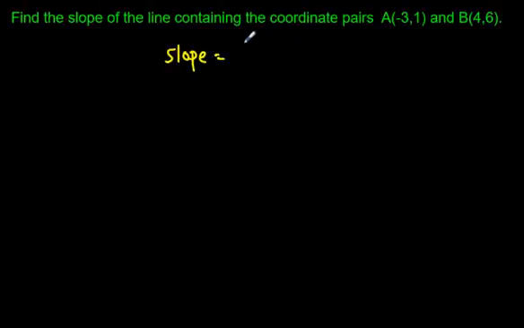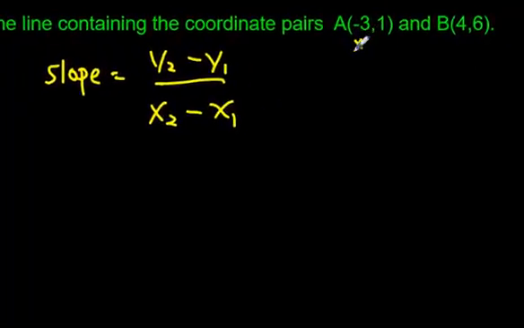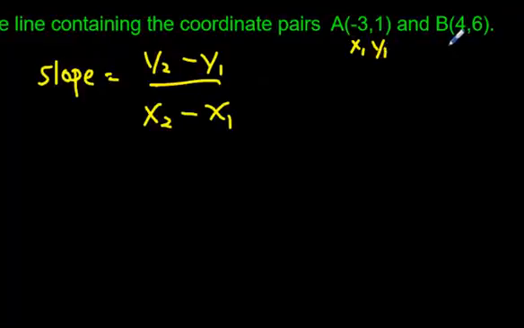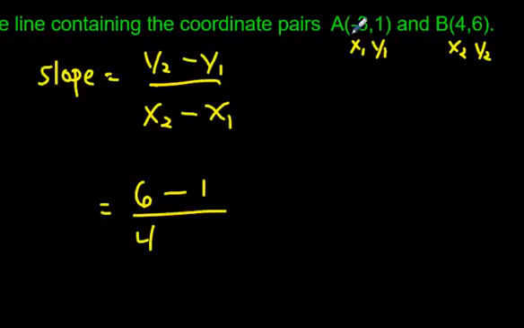So slope is y2 minus y1 over x2 minus x1. This is x1, y1. Over here is x2, y2. That just helps you know which numbers to put where. So y2 is 6, y1 is 1, x2 is 4, x1 is negative 3. So you're going to go minus negative 3.